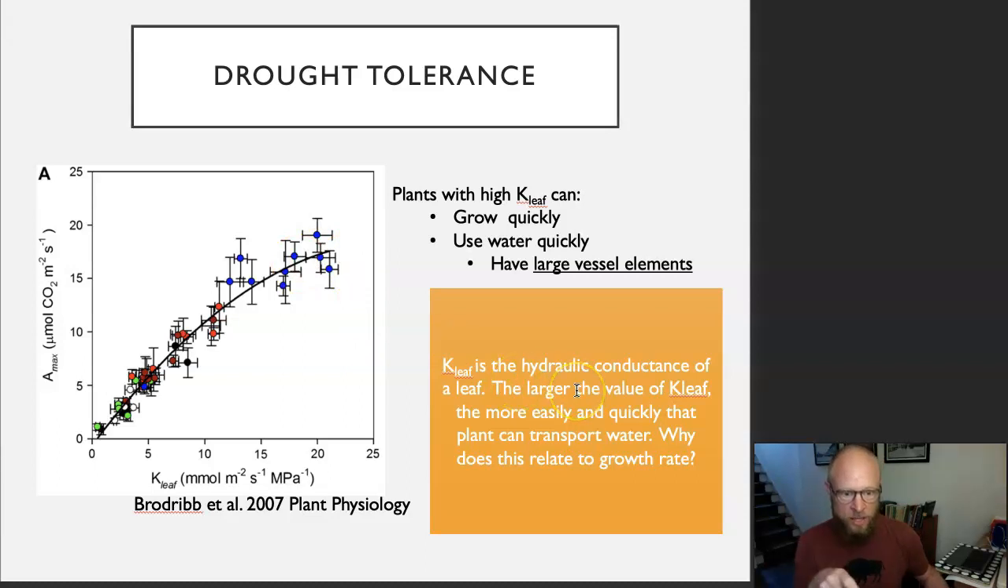So K-leaf is the hydraulic conductance of a leaf. The larger the value of K-leaf, the more easily and quickly that water can move through the plant. And so how does this affect the growth rate? If you can move lots of water, you can keep your stomates open for a long period of time and wide open so you can maximize your growth.